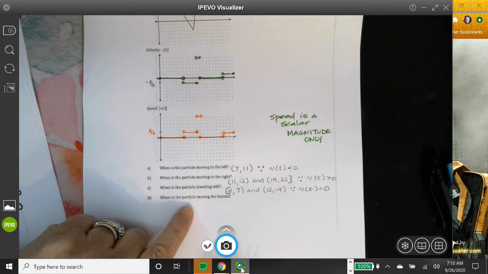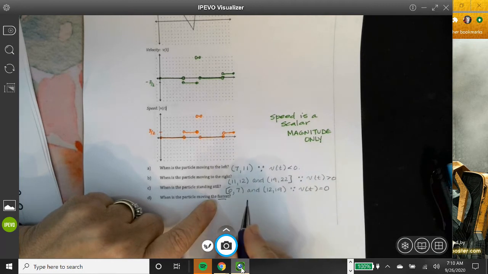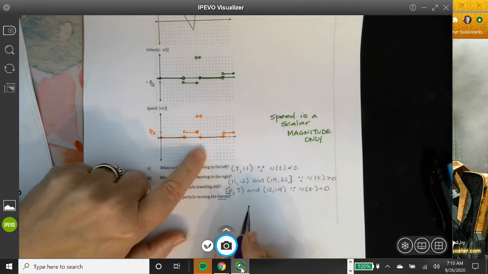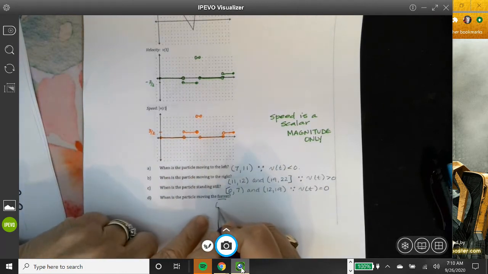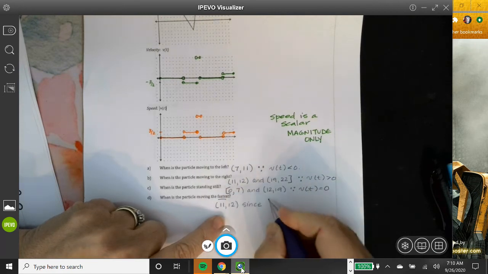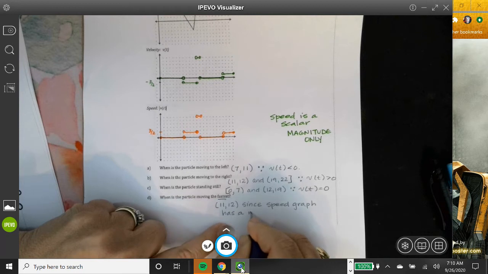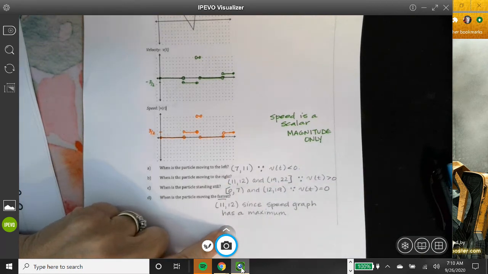And then the last question says, when is the particle moving the fastest? Now, fastest implies speed. So if we look at the speed graph right now, we can see that it's moving the fastest between 11 and 12. And our justification here is just going to be since the speed graph has a maximum. Okay. Now, in future chapters, we're going to have a better explanation as to when that's a maximum or a minimum. Okay. But that's pretty simple.